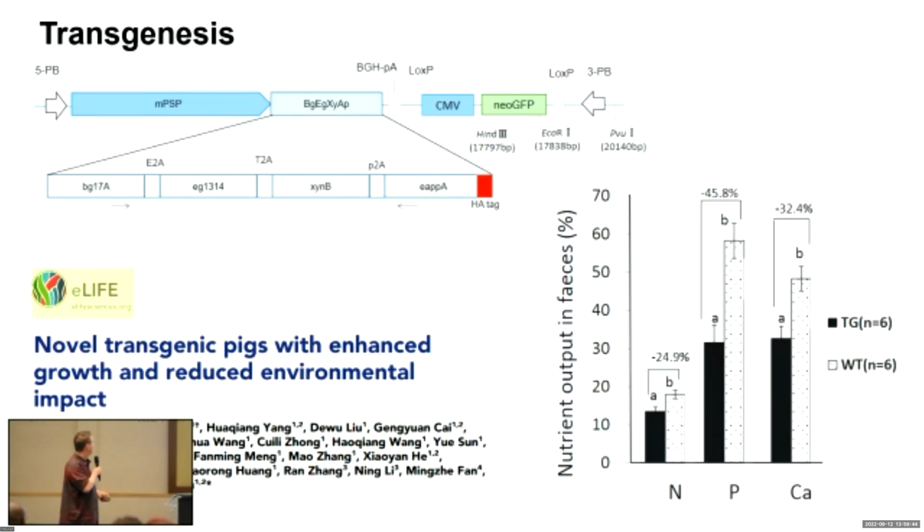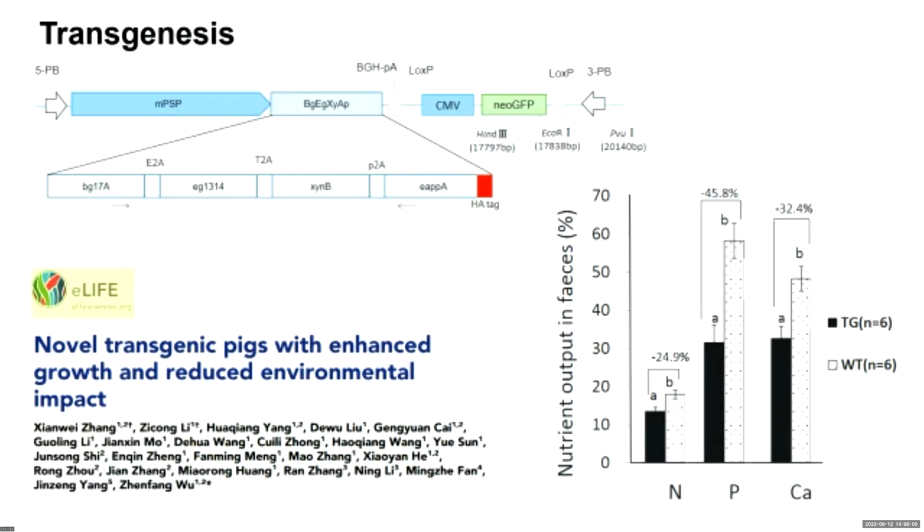So this is a recent paper from a group in China. This is phytase. There's also a couple of glucanases and xylanase in there, which break down very complex sugars in the food. And what you can see, the bottom line is, this is the amount of stuff in the feces, the nitrogen, the phosphate, and the calcium. The transgenic are the black bars, and the wild types are the spotty bars. So I think we're missing a trick still here by moving entirely towards editing. I think transgenesis still has a lot to offer.